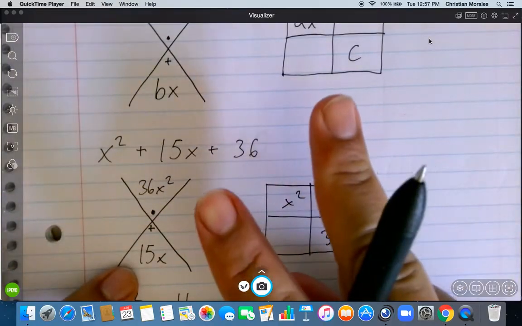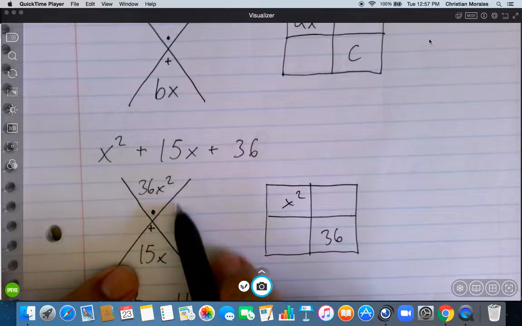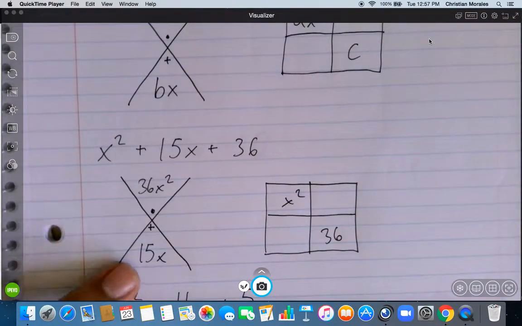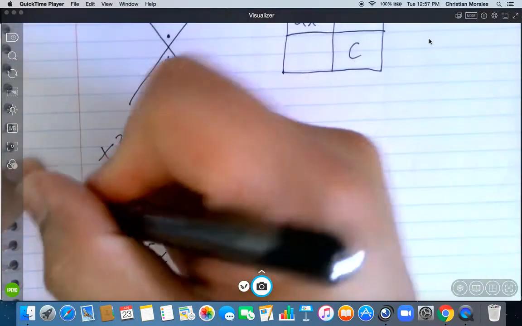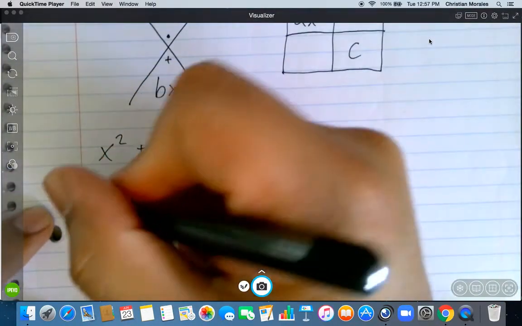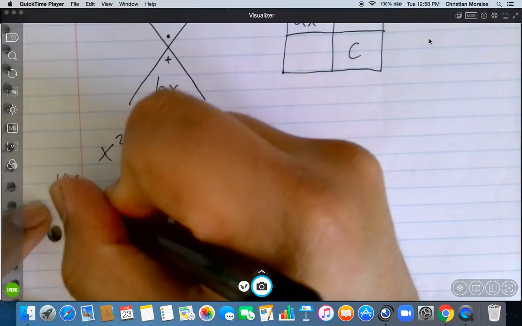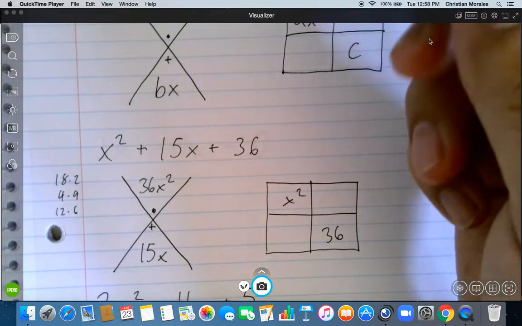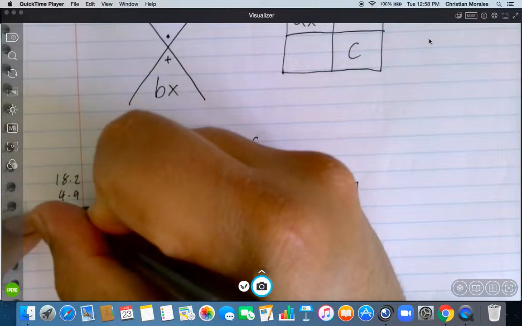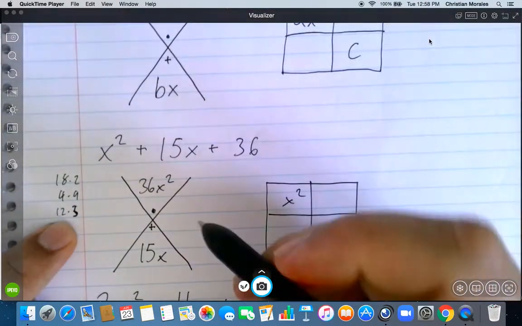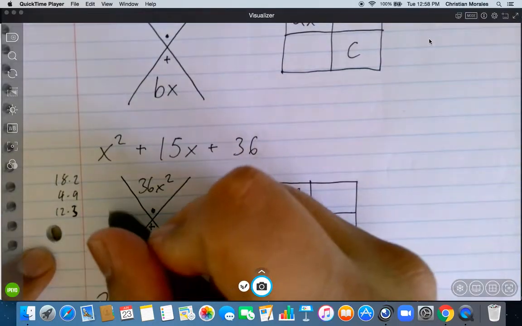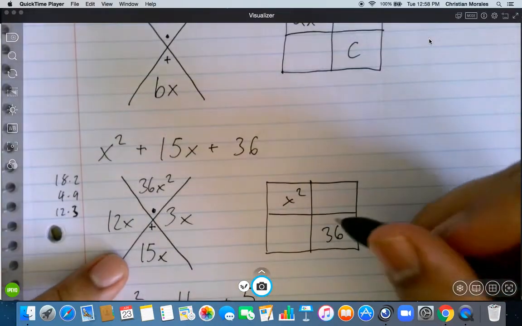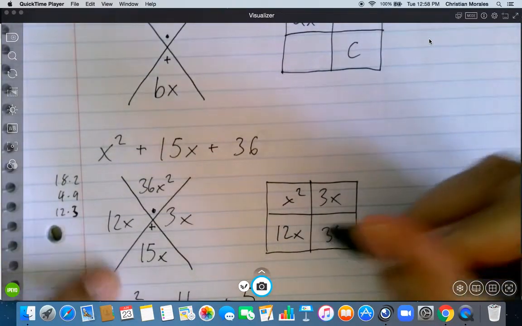So you need 2 numbers that multiply to make 36 but add up to make 15. This is usually trial and error. You can come up with like 18 times 2. What is it? 4 times 9. 12 times 6. And no, 12 times 3. I'm sorry, 12 times 3. That's it, 12 times 3. 12 times 3 would add up to 15 and multiply to make that. So 12x and 3x are the numbers that split up 15x. Put them in here. Now we factor.